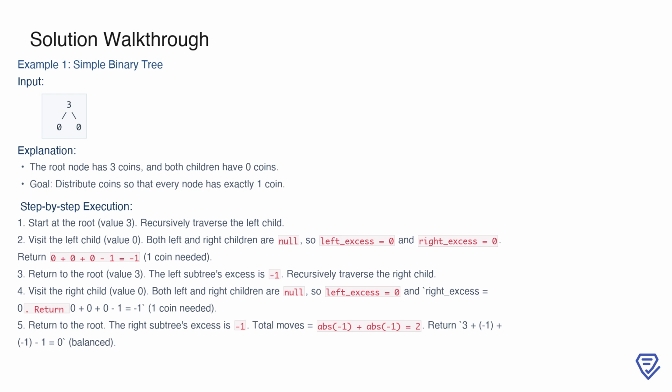Next, we traverse the right child, which has a similar structure and calculation. This node also has no children, resulting in a left_excess and right_excess of 0. It also requires one coin, returning an excess of -1. At the root, we combine the excesses from both subtrees, giving us a total of abs(-1) plus abs(-1) equals 2 moves. Finally, the root itself balances out with an updated excess of 0, indicating that no further redistribution is needed. The total number of moves required for this example is 2.